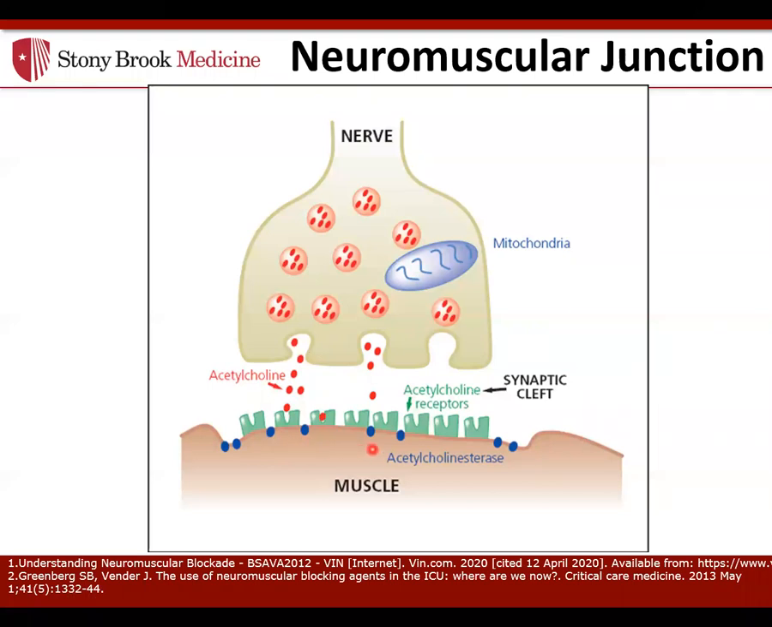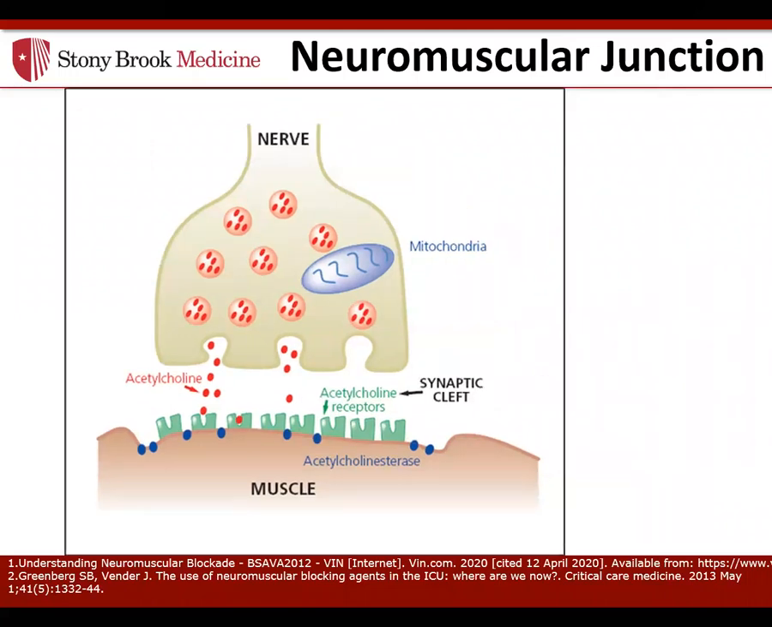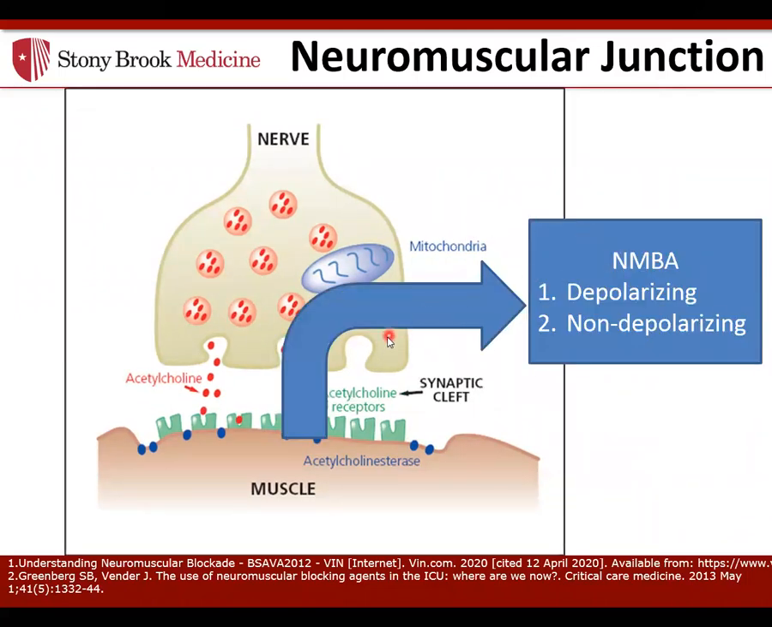So acetylcholine is then broken down by the enzyme acetylcholinesterase, which allows the channels to close and calcium to be transported back for the membrane to be depolarized. So this is actually the junction where our neuromuscular blockers work. So we have two different types of neuromuscular blockers. We have both depolarizing and non-depolarizing, and we'll just briefly go through the differences between each of these.